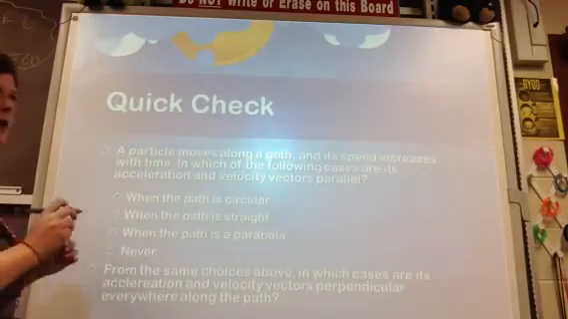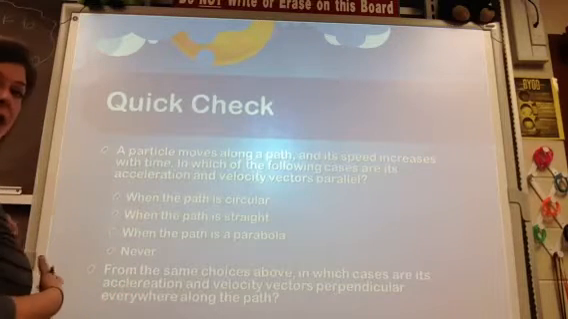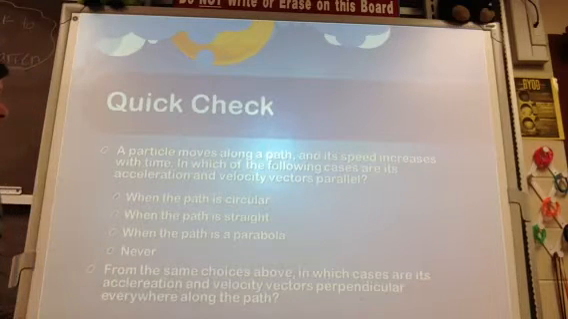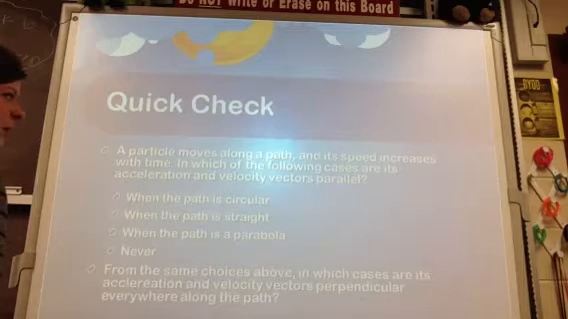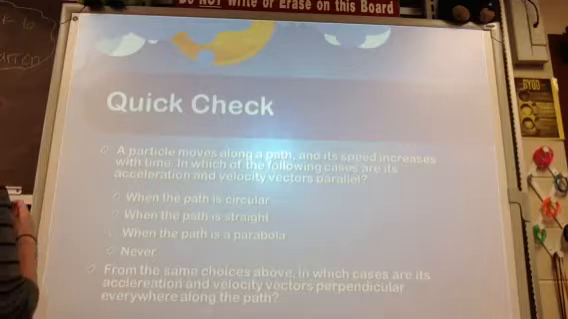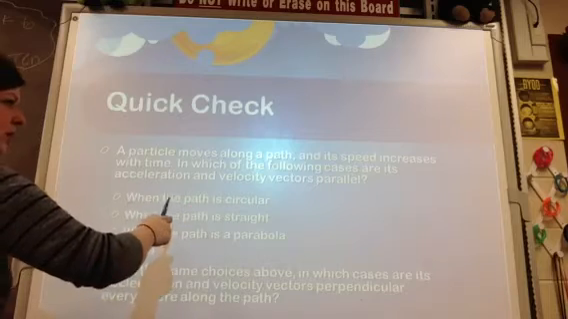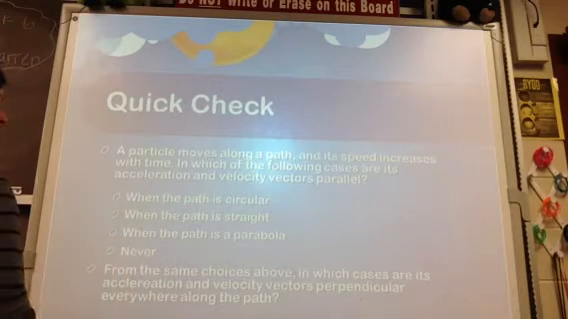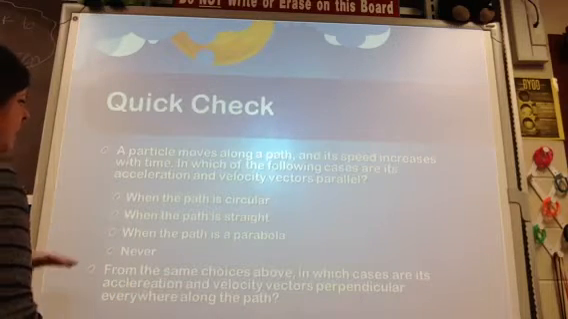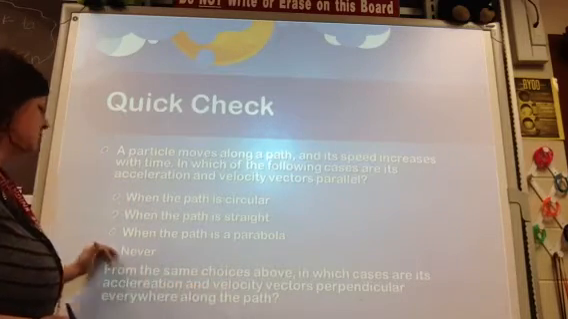That's because if my speed is increasing or decreasing, I'm going to get tangential and radial components for acceleration, which means I'm going to get some total acceleration vector, and it may not always be perpendicular to velocity everywhere along its path. But we know that when the path is circular and the motion is uniform circular motion, then acceleration and velocity vectors are perpendicular everywhere along the path. So I have to be careful about that wording here. Technically, my answer for this second question would be never.